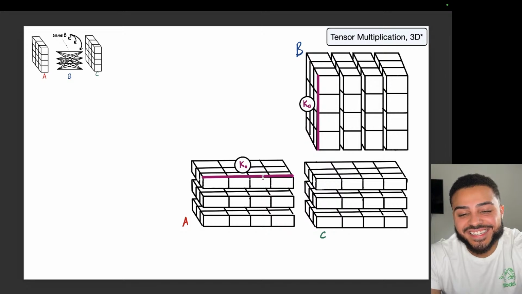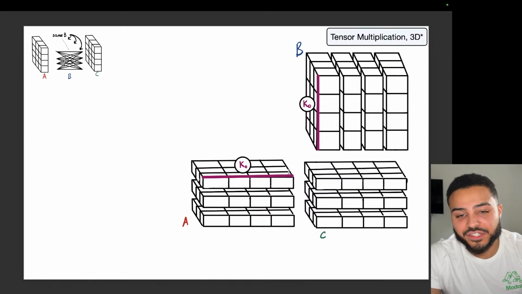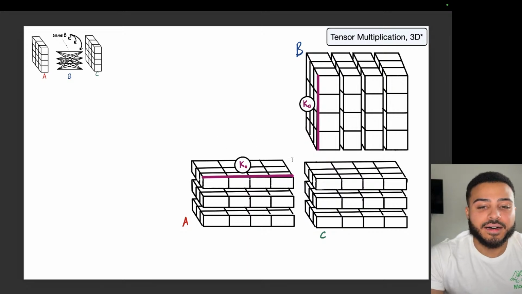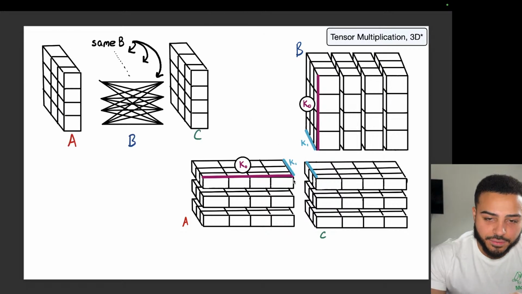So as we can see, they still need to match on K, like in the previous example, but also notice that they need to match on this K1 too, because the output dimension needs to match this K1, and then this is that inner dimension that went away.